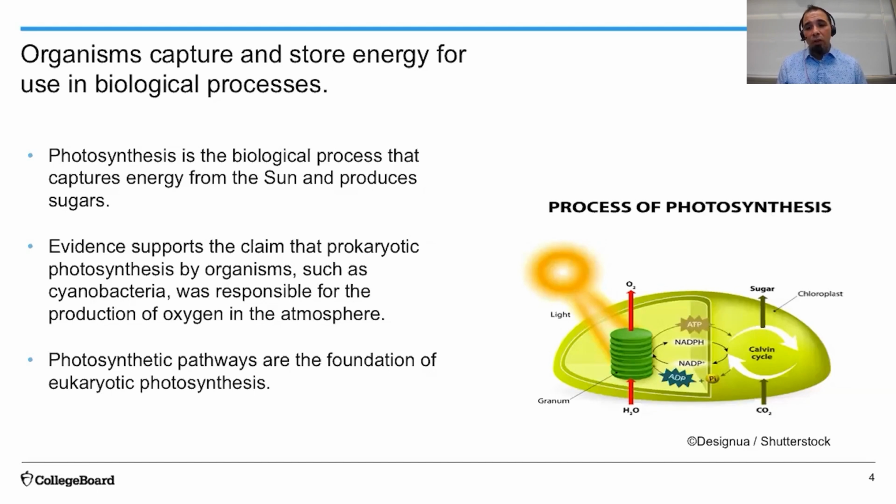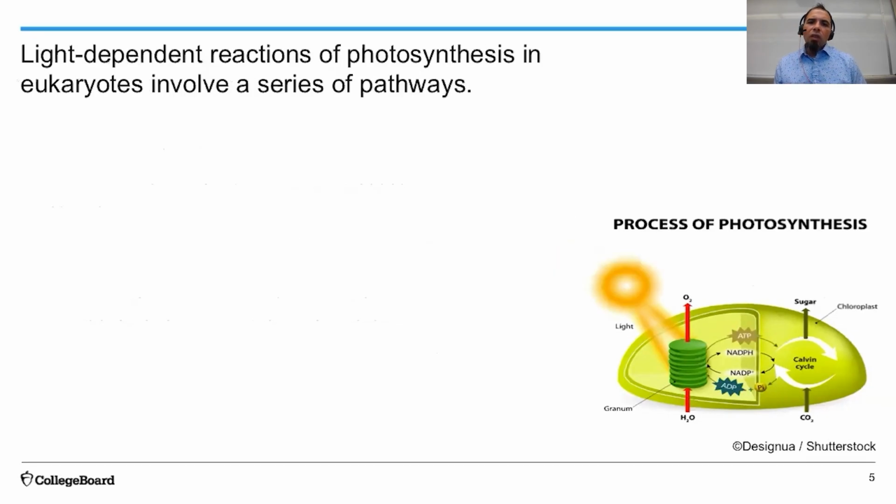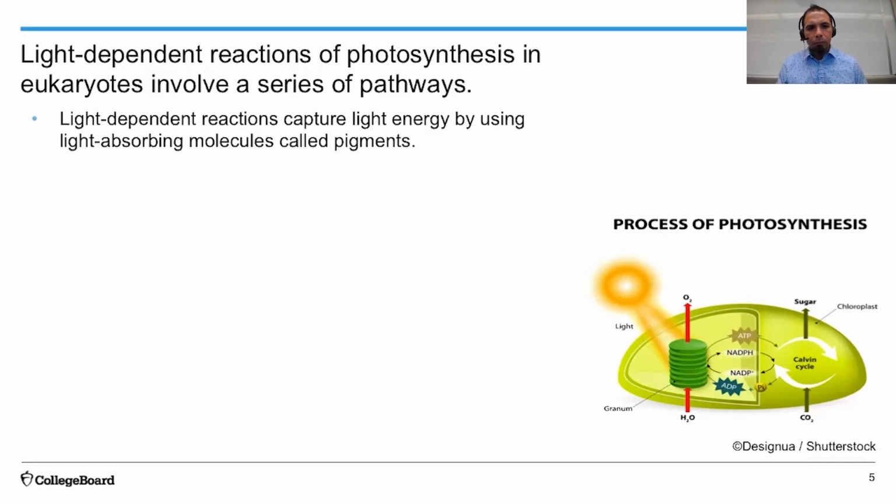And so here on this picture on the right, we have a process of photosynthesis, just giving you an overview. So the light-dependent reactions, requiring light, of photosynthesis in eukaryotes involve a series of pathways. So these pathways are these small sequential steps. Light-dependent reactions capture light energy by using light-absorbing molecules called pigments. Think of pigments as colors, right? And if you see my blue arrow going in, you can see where we're pointing to where that pigment source would be.